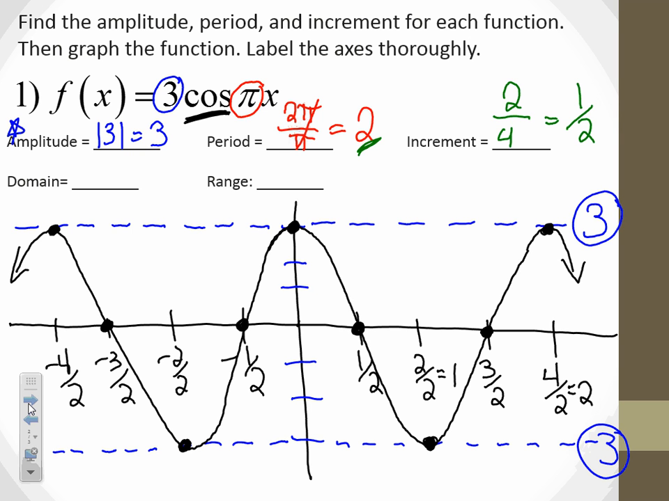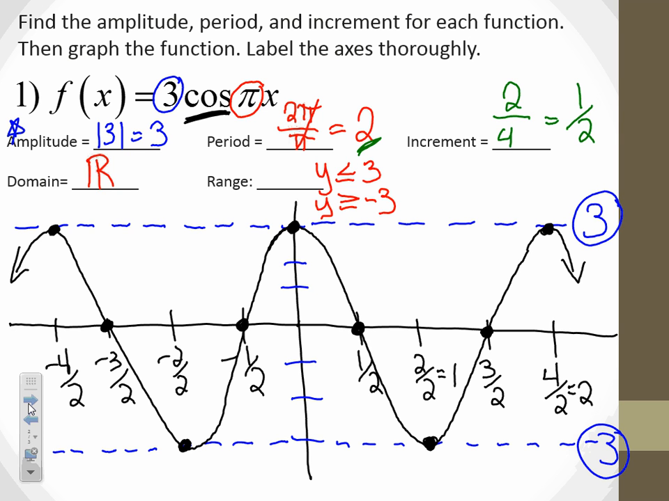Never leave your amplitude. And we're going to finish here with domain and range. Remember, our domain's always going to be the same. We get to go on forever, so our domain's always going to be all real numbers. Now our range is determined by our amplitude. So y has to be less than or equal to 3, and y has to be greater than or equal to -3.